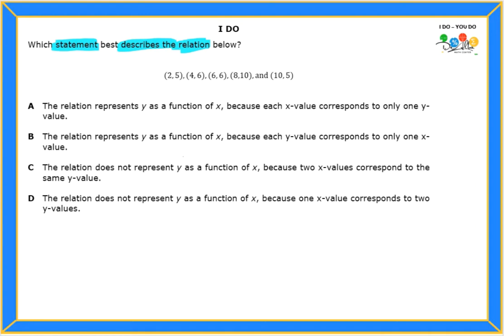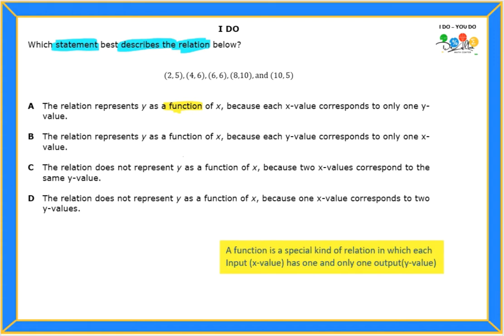Because if you remember, a relation, as long as you have an x and a y value, it's a relation. Okay, and every ordered pair that I have here has an x and a y value. If you look at the answer choices, I do see something about the relation represents y as a function. So when I see the word function, I am gonna have to think about some kind of definition for that.